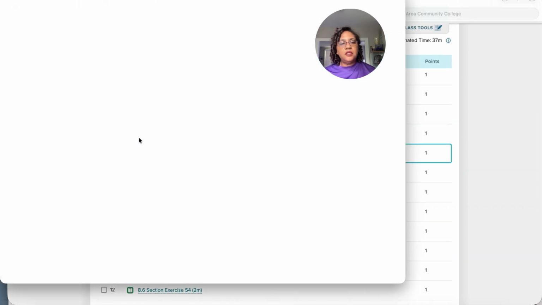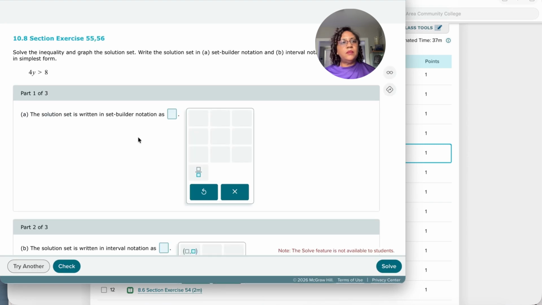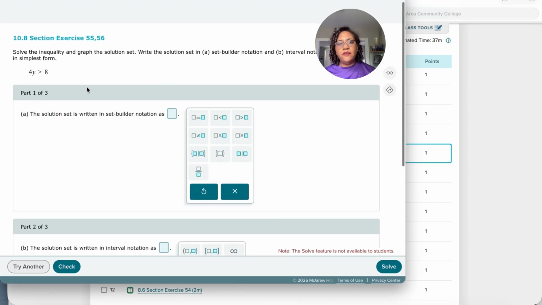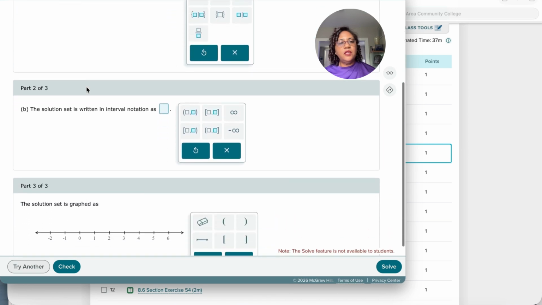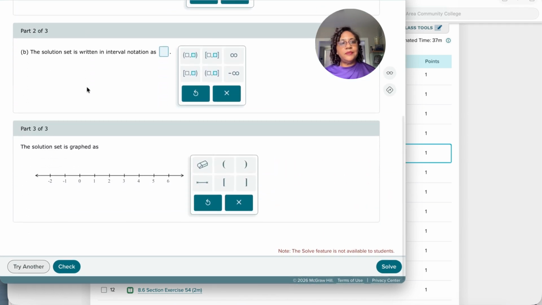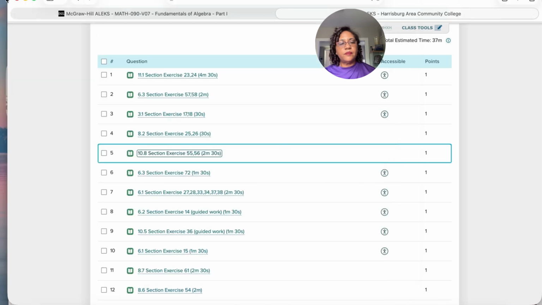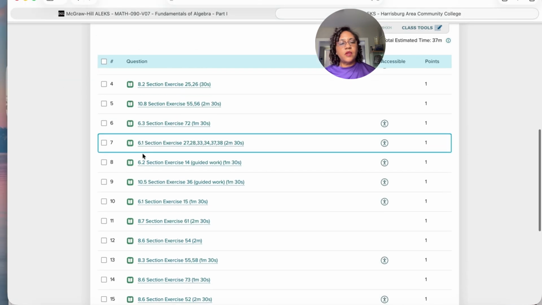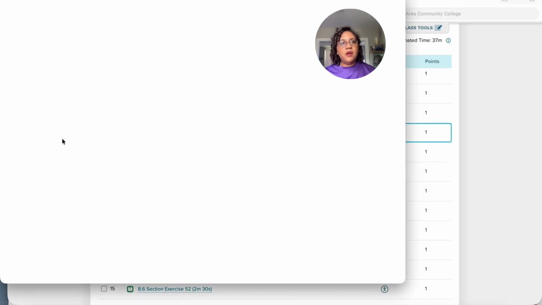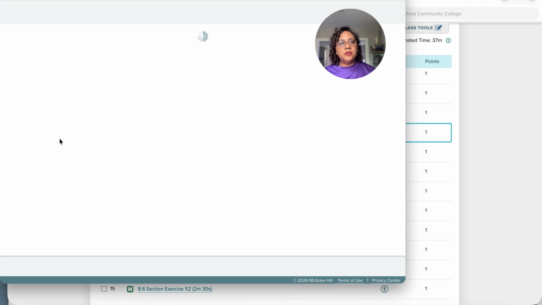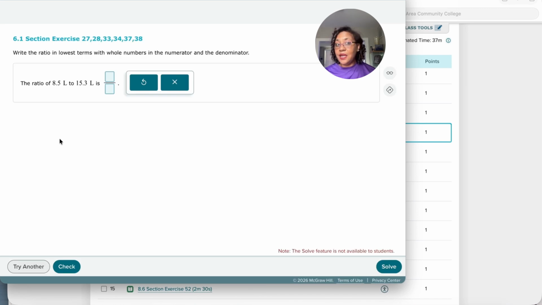Section 10.8. Inequalities. You just need to solve the inequality. And this looks like the type of problem where you have some steps, a guided solution. Already looked at 6.3. Sorry, they're not in order. I did not make this test. And then you have some ratios to write.